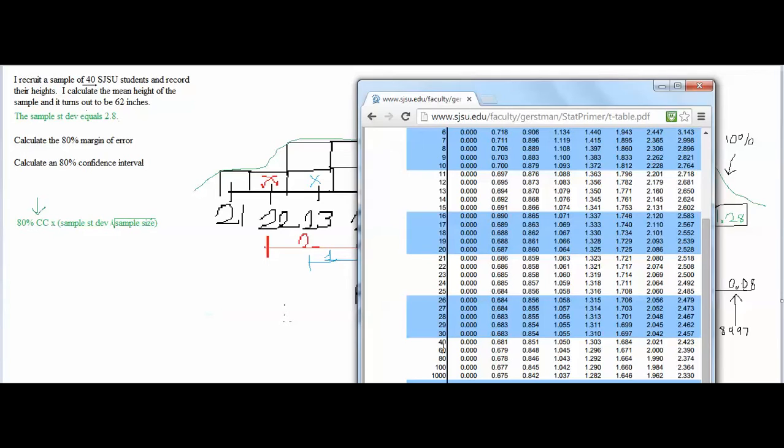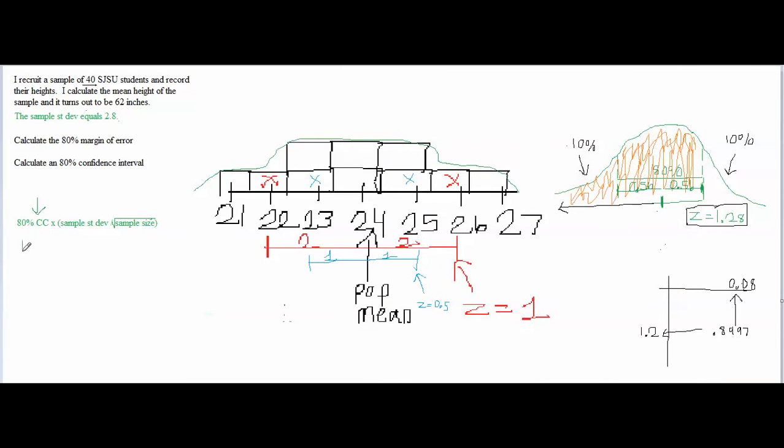Technically, we're supposed to be going to the row that's one less than our sample size, because in a t-table, they actually set it up where each of these rows is not the sample size, but the sample size minus 1, which would mean instead of going to 40, we should be going to 39. But they don't have a 39, so let's just go to 40 instead, because that's the closest. We get 1.303, where the row and column meet up. So our confidence coefficient is actually 1.303.